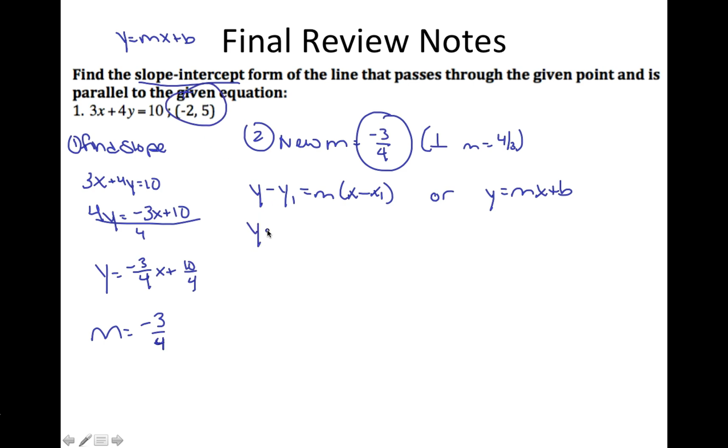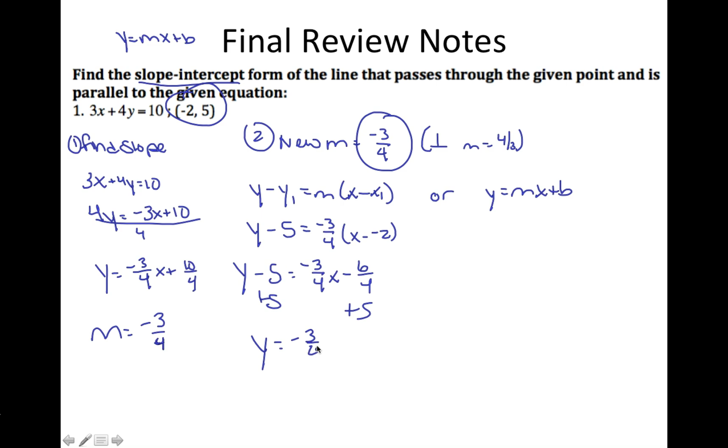So y minus y1 equals my slope times x minus x1. So you get y minus 5 is equal to negative 3/4 x. This is going to be plus a positive, so you end up with negative 6/4. Add 5. You get y is equal to negative 3/4 x plus 7/2. You can also write 3.5, just don't write decimals.